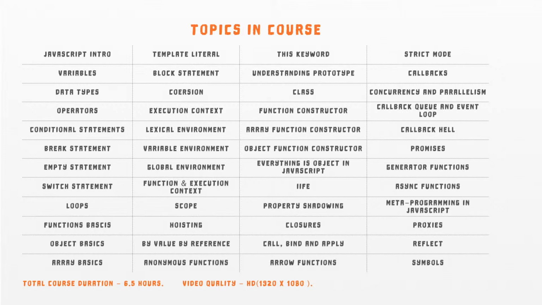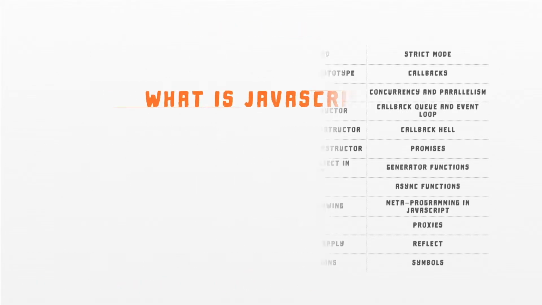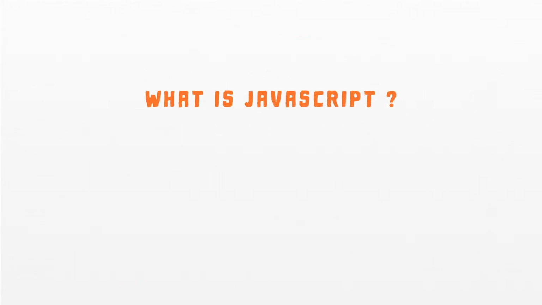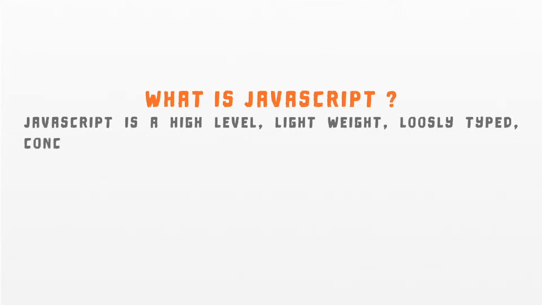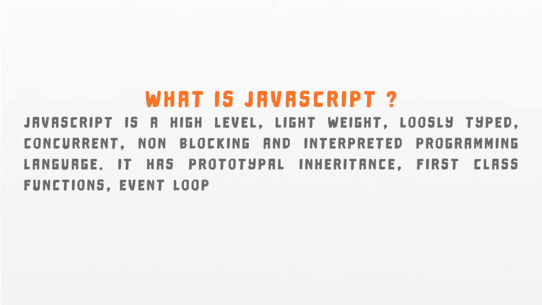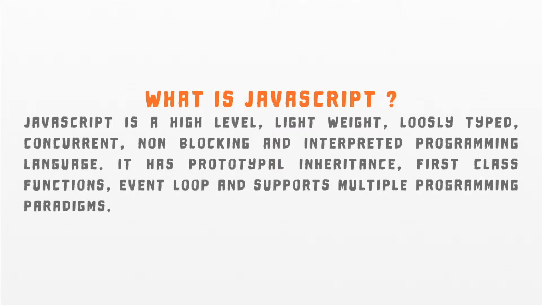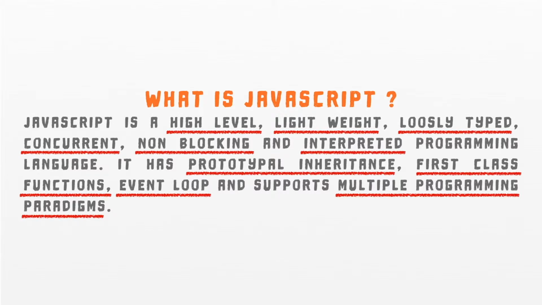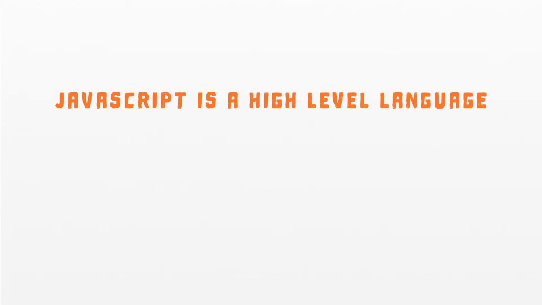In this course, I've explained all of these topics, which give you a deep understanding of how JavaScript works behind the scenes. And for now, let's begin with what is JavaScript. JavaScript is a high-level, lightweight, loosely typed, concurrent, non-blocking, and interpreted programming language. It has prototypal inheritance, first-class functions, an event loop, and supports multiple programming paradigms. And we will see all of these features in this tutorial. And for now, let's begin with how JavaScript is a high-level language.